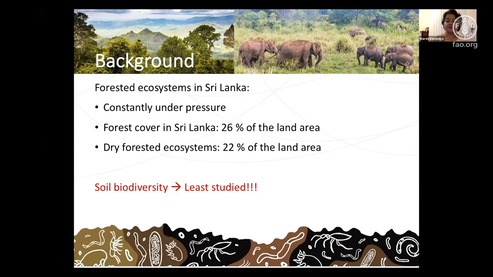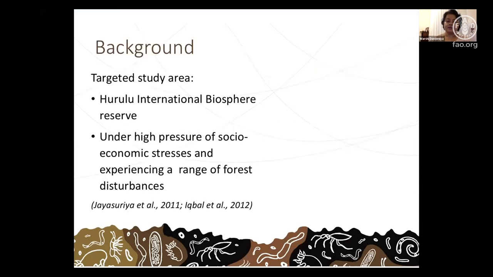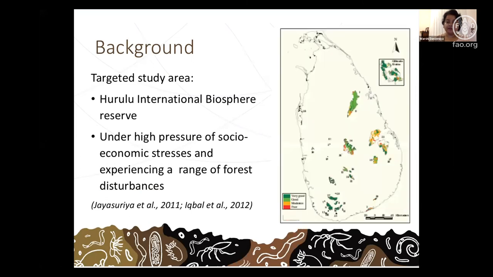dry forested ecosystems. In this study, we targeted the Hurulu International Biosphere Reserve, which is located in the northeastern part of the country and also in a relatively dry environment. And this forest is under high pressure of socioeconomic stressors and experiencing a range of forest disturbances.